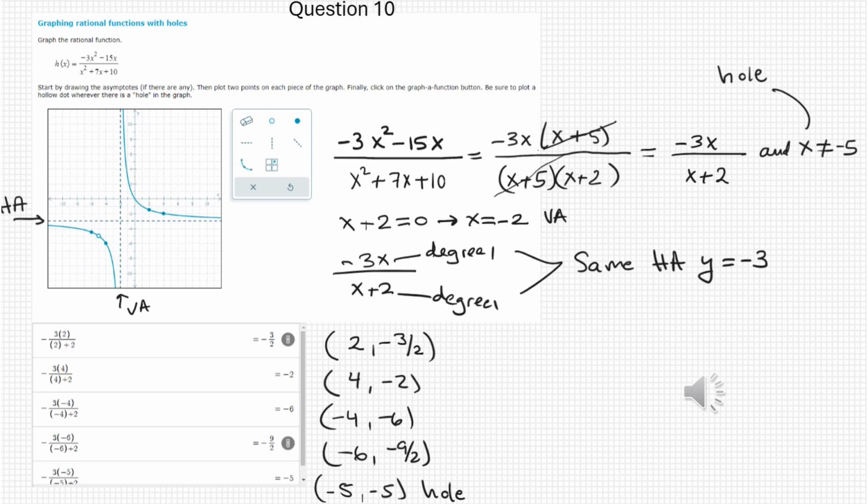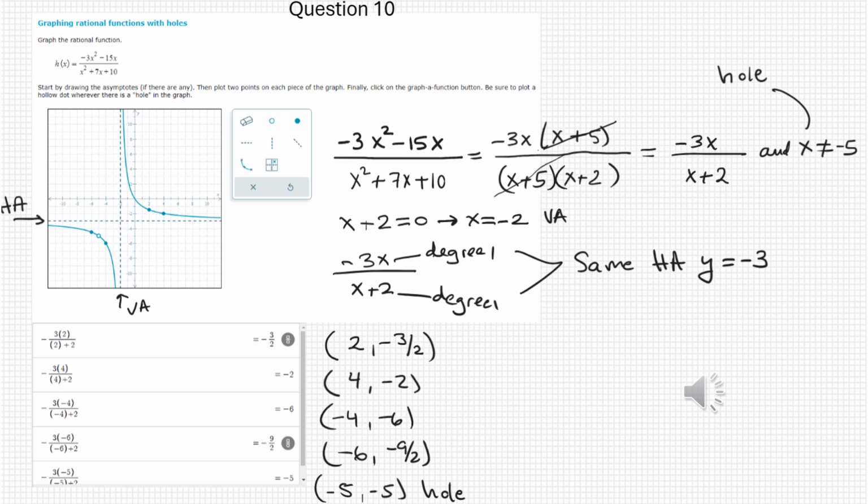Okay, cool. Now the rest is the famous 4-point, but in this case include the hole. Look, you start by drawing the asymptote, then plot 2 points of each piece of the graph, exactly the same. Finally, click on the function. Be sure you plot the hollow dot where there is a hole.